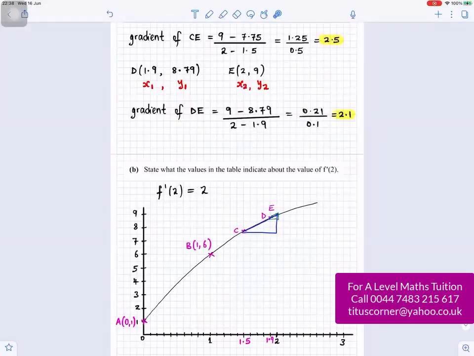Part B, state what the values in the table indicate about the value of f dash of 2. So f dash of 2 is 2.